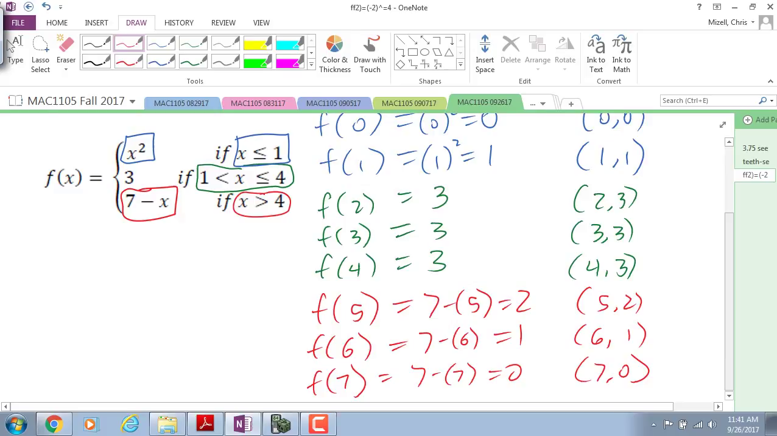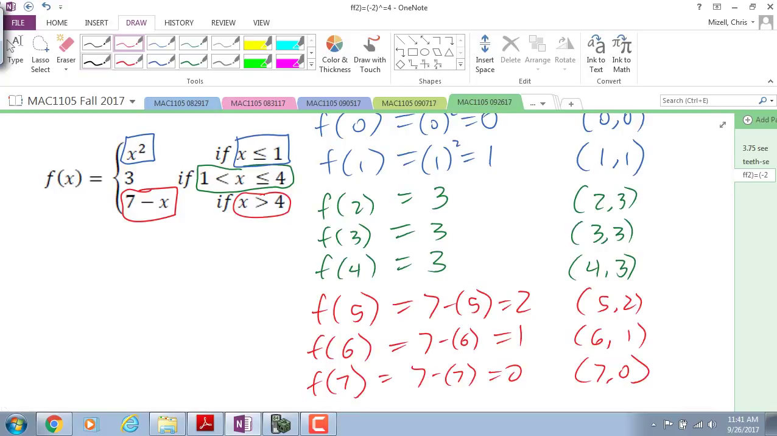So we have 4, 5, 6, 7, 8, 9, 10. 10 points on this graph that we can plot and see if we can figure out what the graph looks like. And maybe right over here is a good spot to do it.